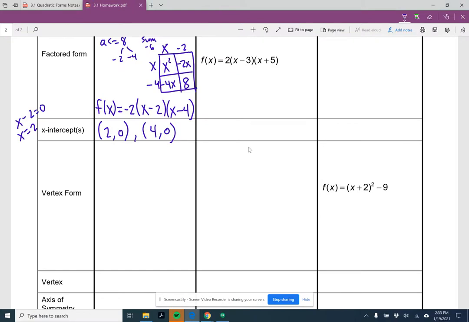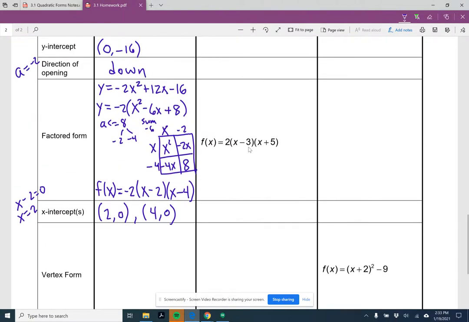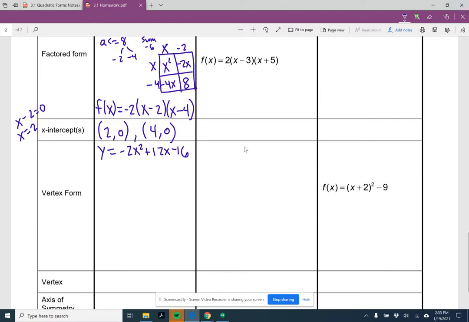And we're going to do the vertex form. So starting from our standard form. What's my standard form again? Y equals negative 2x squared plus 12x minus 16. So to get the vertex form, we're going to group just the x terms together, leaving the minus 16 out back. We're going to divide out the negative 2.